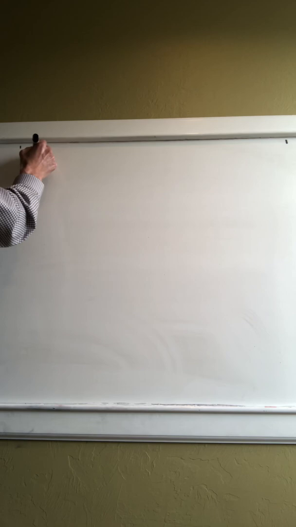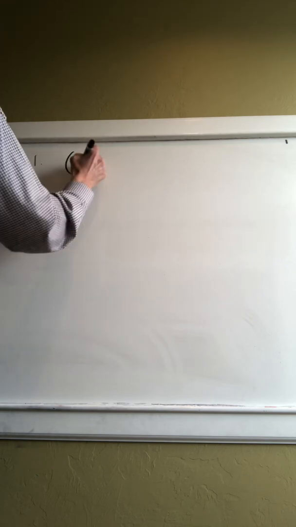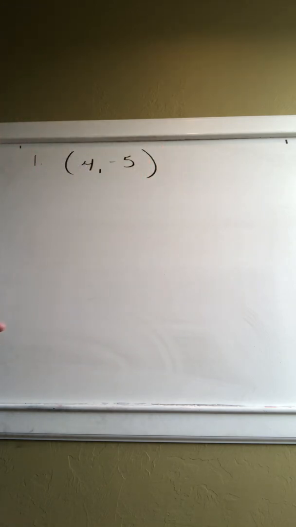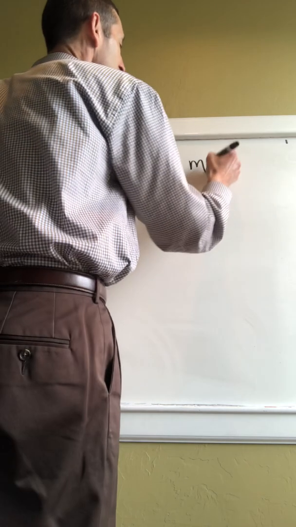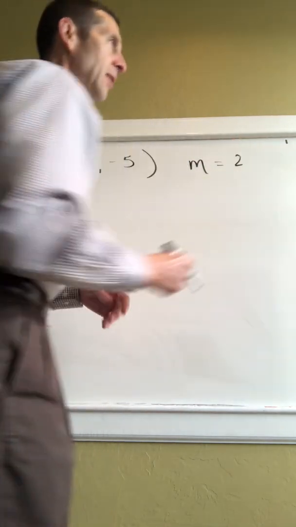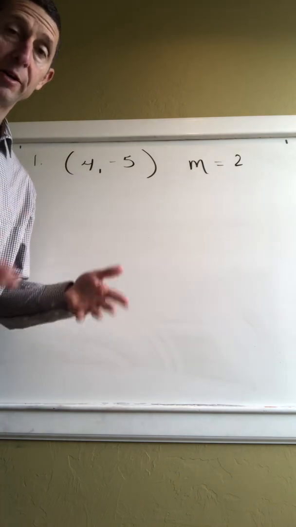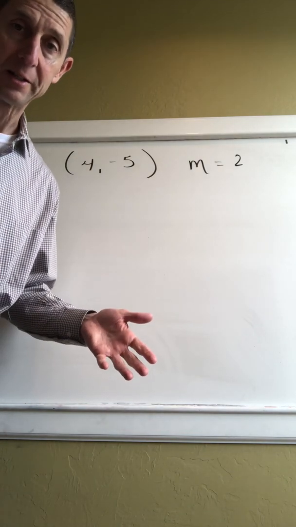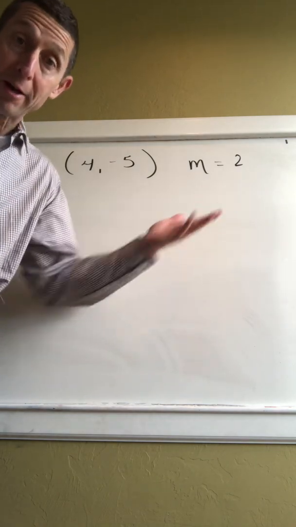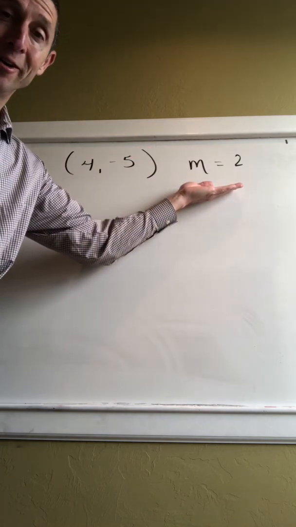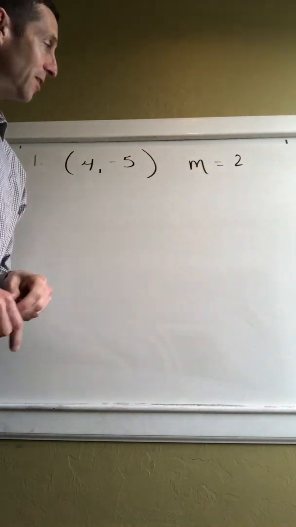Okay, first example, they give you a pass-through point. So we've got a point given to us, (4, -5), and a slope given to you. M is your letter for slope, and m is equal to 2. You've got to find a couple things for this equation, y equals mx plus b. The first thing you got to find is m. Well, how about that? I know m. It's right there. M equals 2. All right, I found m.